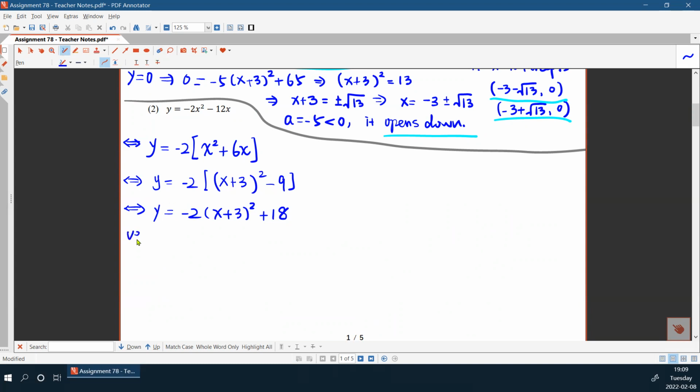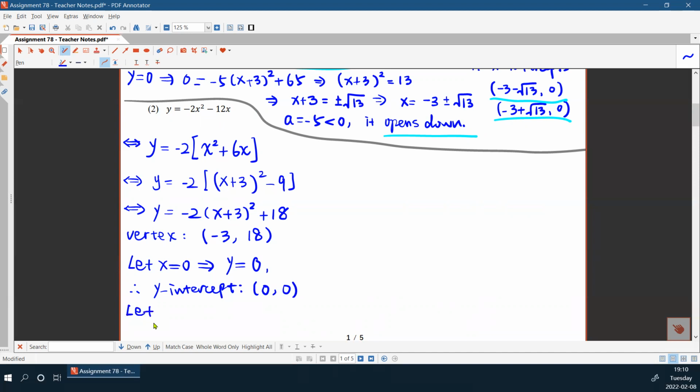Okay, and then this is already in a vertex form, right? So we can conclude that the vertex has the coordinates of -3, 18, right? Okay, next, let's find its y-intercept. So basically, we can let x be 0 and find its y. So if x is 0, apparently y is 0, right? Therefore, the y-intercept is 0, 0.